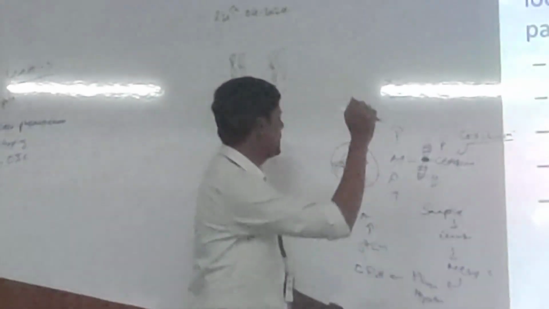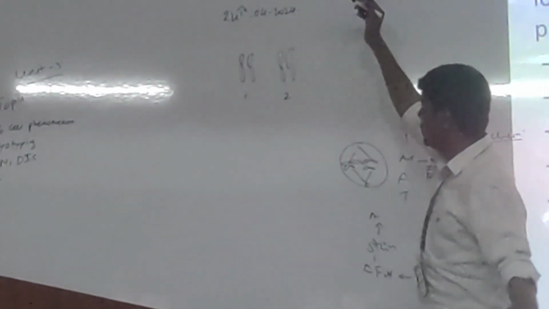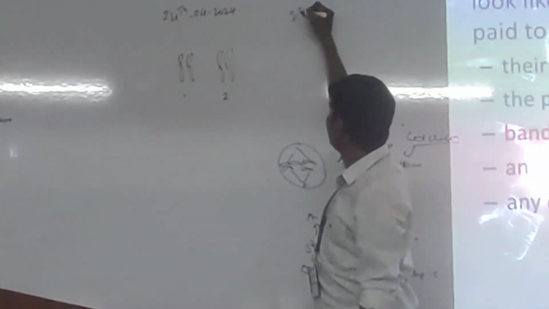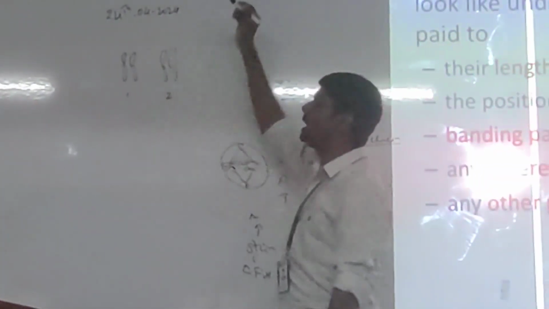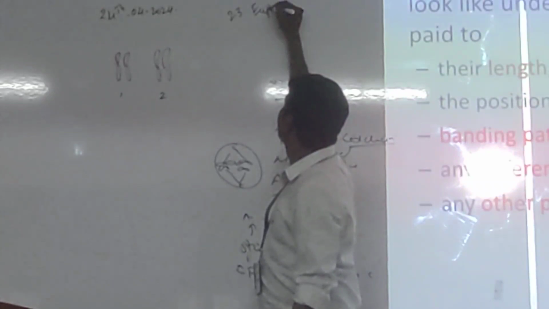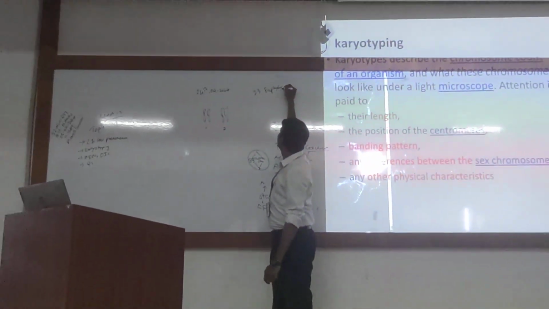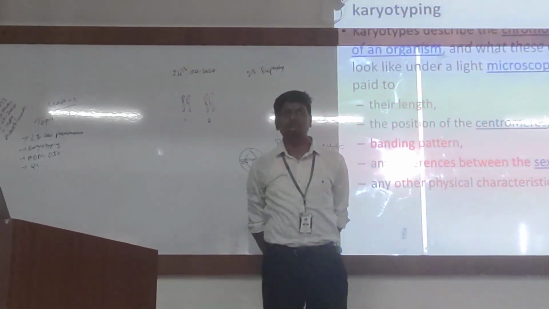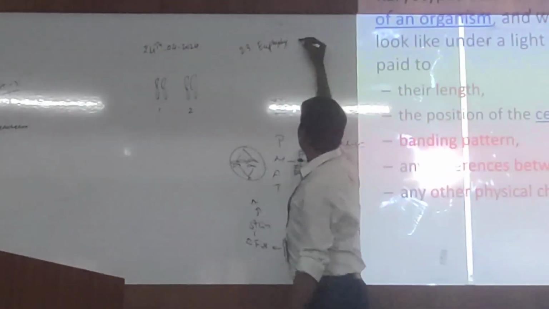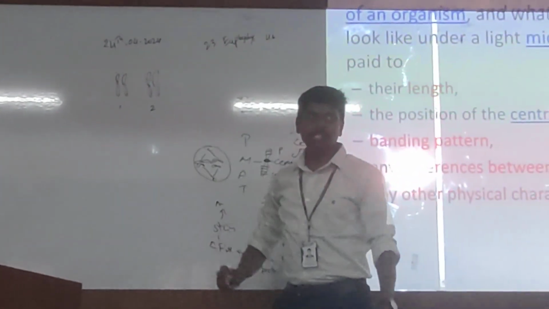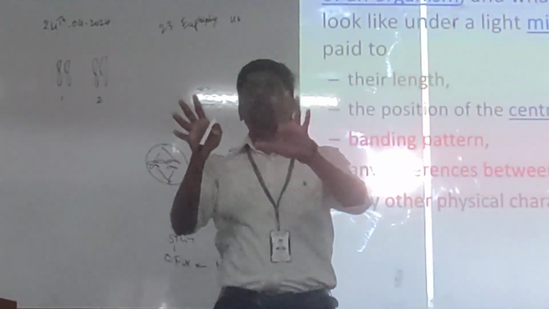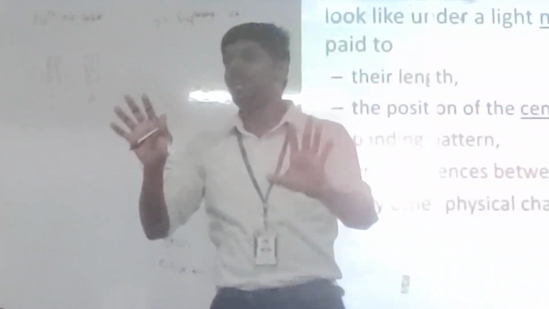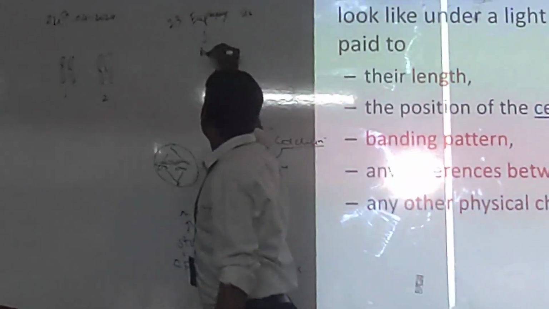Another thing I need to discuss is non-disjunction. First of all, you need to understand that the normal chromosomal count is called euploidy. That is 46 chromosomes, or 23 pairs. Any abnormality apart from 23 pairs or 46 chromosomes will be aneuploidy.